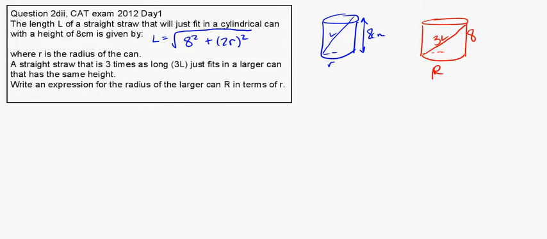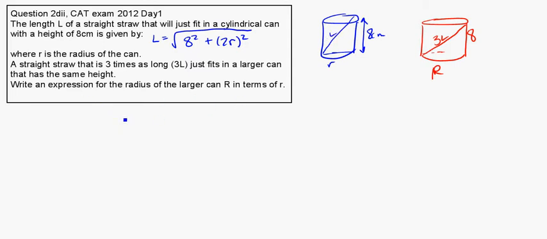So one of the things that they're hinting at here is that potentially we can use a similar sort of format to figure out what's going on. And where this comes from is Pythagoras, where we've got a squared and b squared, where the height 8 counts as one of the short sides, and r is only half of the bottom side here. To go all the way across, we need the diameter, which is 2r. So really, using Pythagoras, we've got (2r) squared plus 8 squared is equal to L squared.